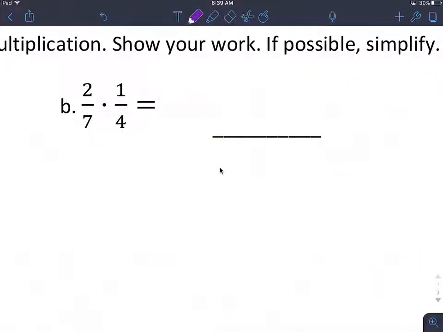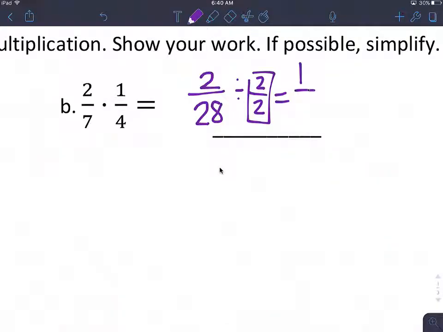All right, the next one. Again, just multiply numerators and multiply denominators. So 2 times 1 is 2. 7 times 4 is 28. Now I want to simplify this because I can see right away that they're both even, so I know that they are both divisible by 2. So I'm going to divide by 2 over 2. 2 divided by 2 is 1, and 28 divided by 2 is 14.